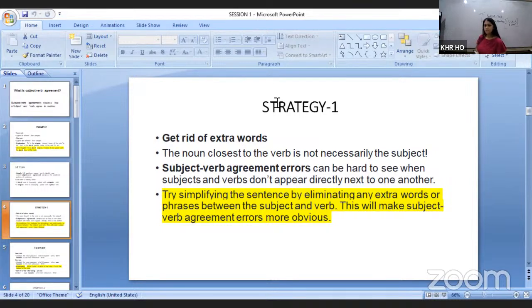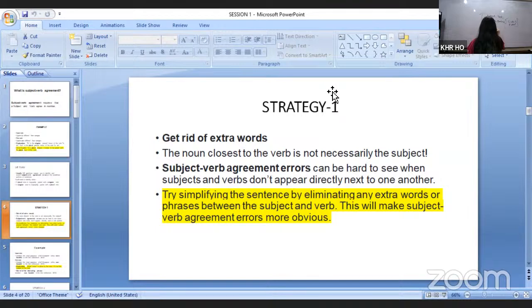Secondly, as a student, sometimes the sentence is really long. So just eliminate the unnecessary portion which might confuse you about what the subject is, like the middle part. The middle part of the sentence you would usually find unnecessary, just giving you extra information. You can eliminate it in your head and then identify the subject. Let's see the example for that. So you can just write down strategy one is get rid of extra words.